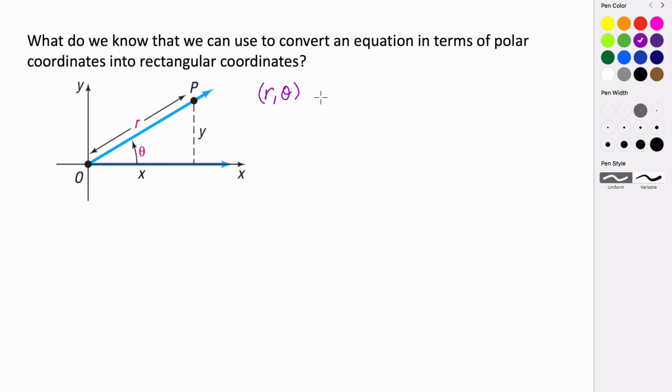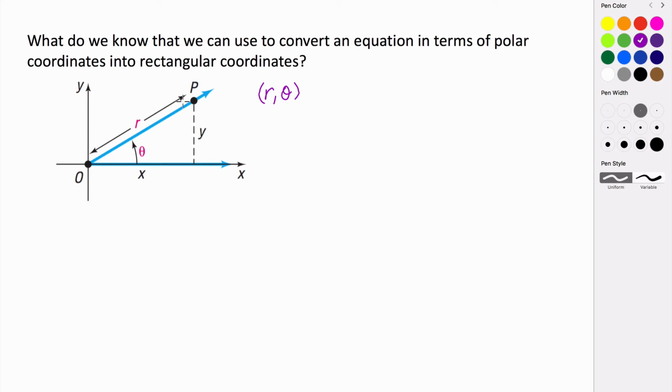So what can we do in rectangular coordinates, which is x and y, or what do we know about things in polar that we can express in rectangular? So I just want to go through and list all the things that we can use to try and convert between polar form and rectangular form.